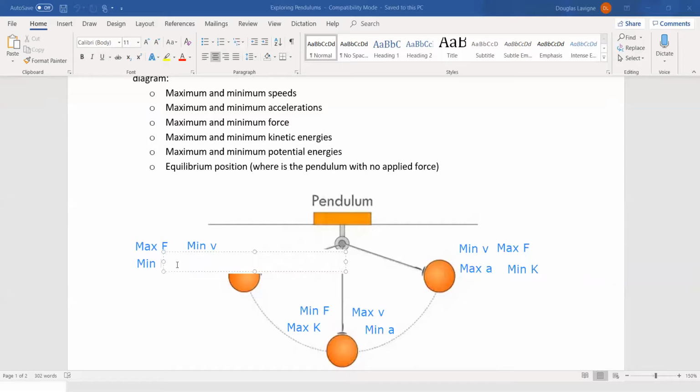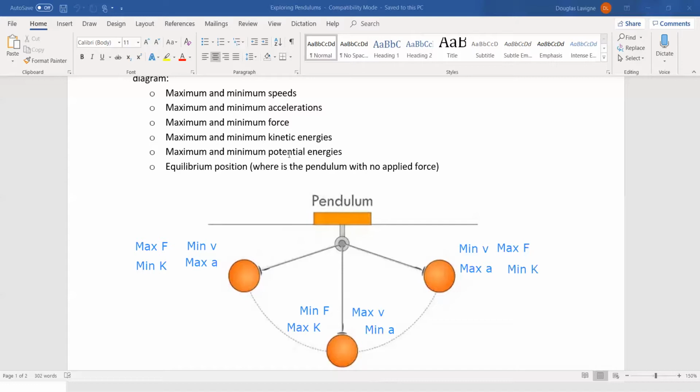Oh, I made that a lowercase k. We can't abide that, so let's do that again. Minimum capital K, because I want to keep my variables consistent with what we would expect. All right, so that's kinetic energy.